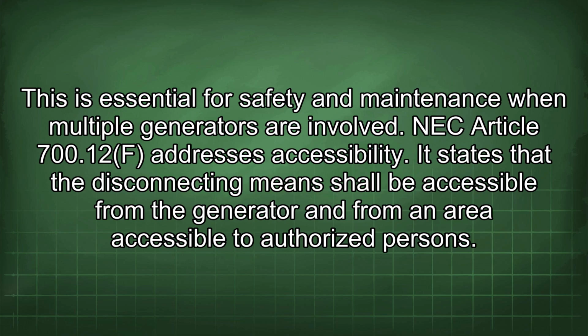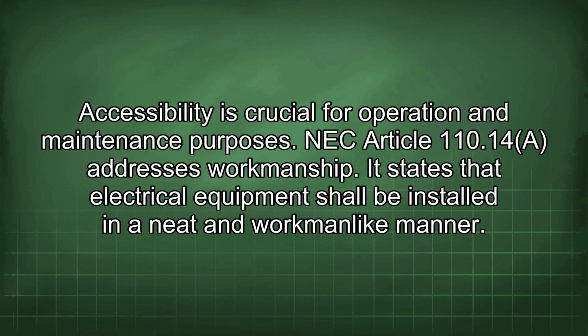NEC Article 700.12f addresses accessibility. It states that the disconnecting means shall be accessible from the generator and from an area accessible to authorized persons. Accessibility is crucial for operation and maintenance purposes.